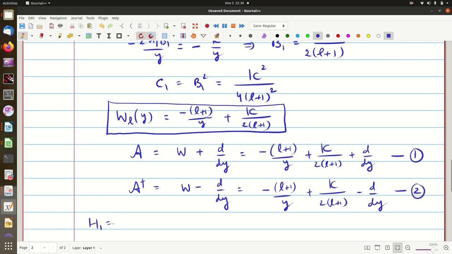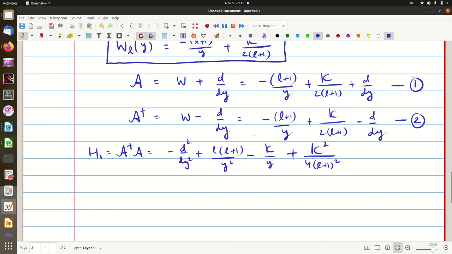Now H1 is easy to form. H1 is A dagger A, but actually using H1 only we got the entire thing. So H1 was nothing but minus d squared upon dy squared. It has to give the Hamiltonian. So plus l into l plus 1 by y squared minus kappa over y plus c1. That c1 we already found out here, so that is kappa squared by 4 times l plus 1 whole squared. So basically H1 is nothing but H_C plus kappa squared by 4 times l plus 1 whole squared. Just to put the l dependence clearly, we will write it as H1_l equal to H_C_l plus kappa squared by 4 times l plus 1 whole squared. This is equation 3.